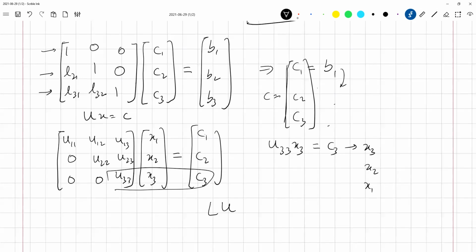Let me ask you, how many steps are required in this particular case? Anybody?